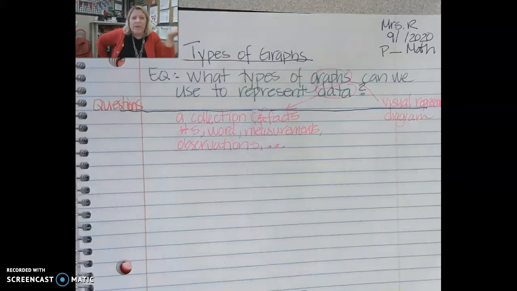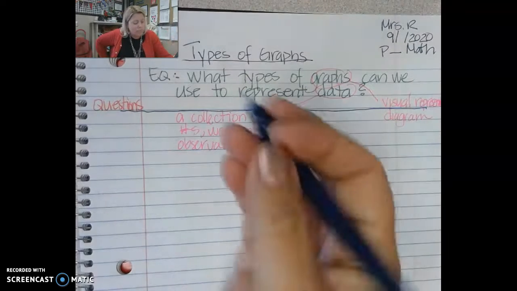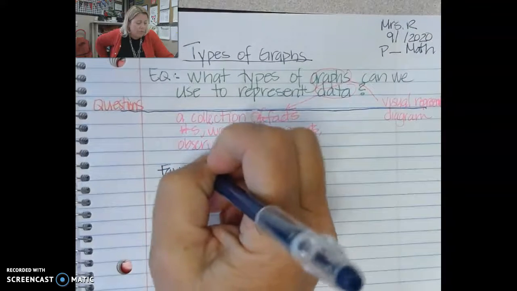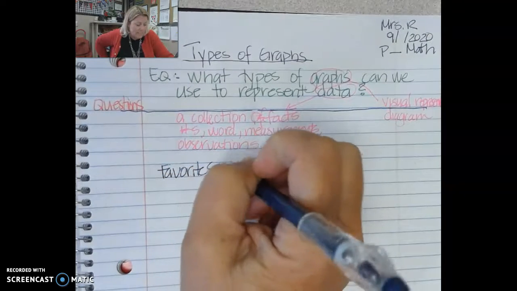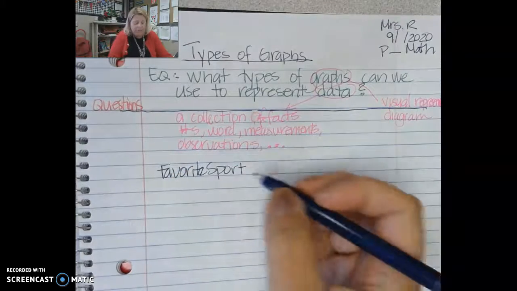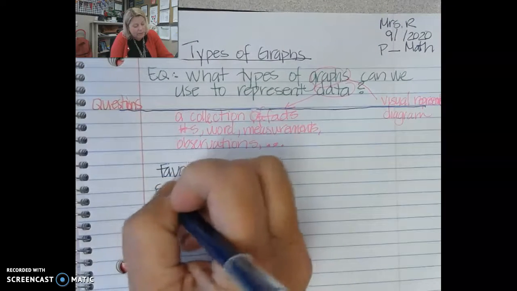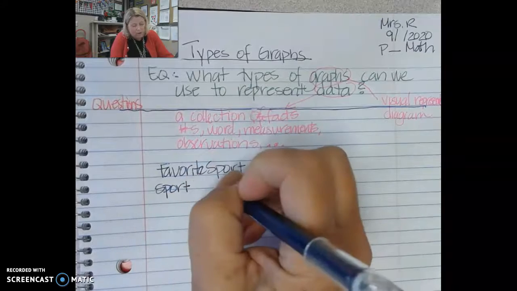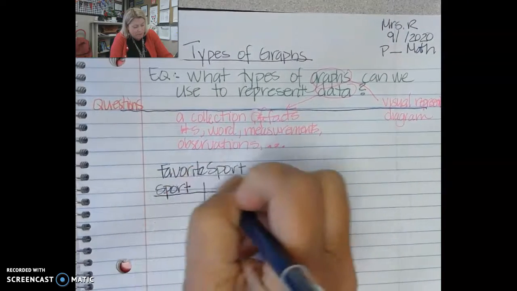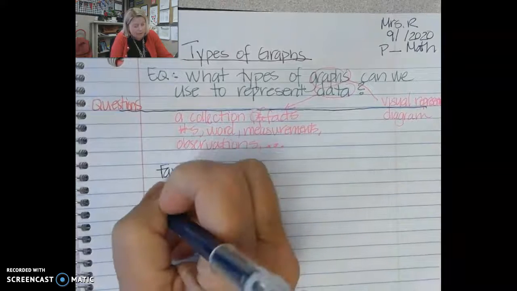So first off, we have to have something to graph. So I'm just going to say, maybe I asked you all what your favorite sport was. And if I asked you what your favorite sport was, I could make a quick, what I like to call frequency table. It's just a T-chart.